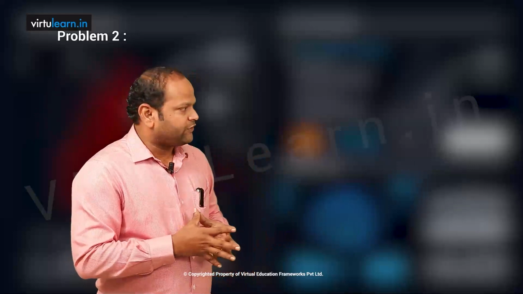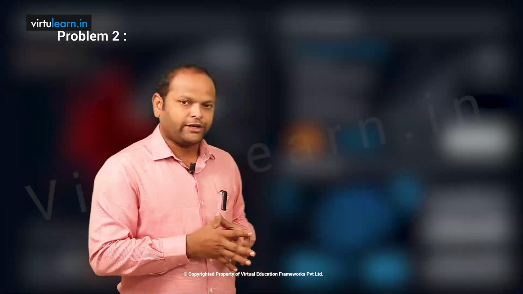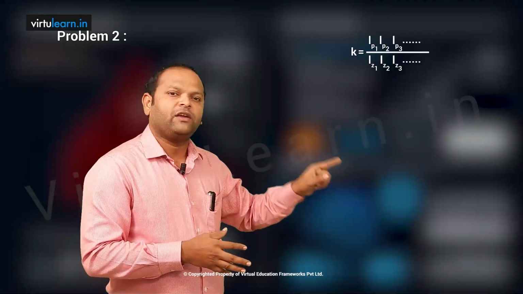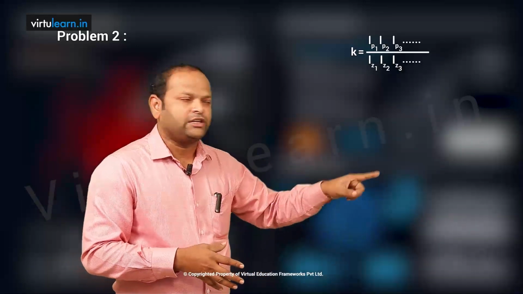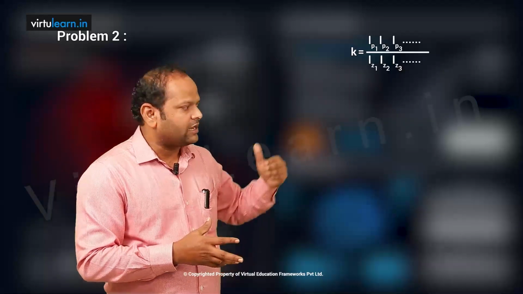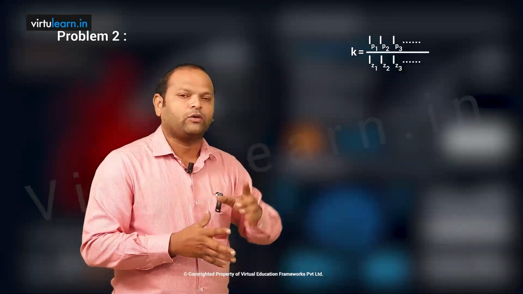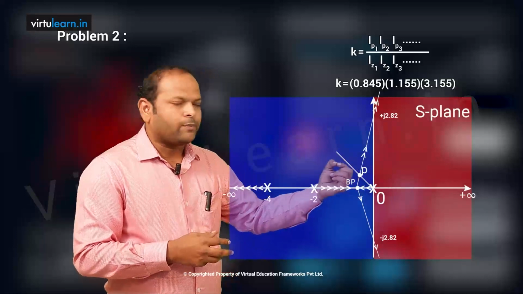So what I can do is, first I am going to use the rule to find the k value. Now in this problem, at this break point, I want to calculate what is k. What is the formula available? K is equal to LP1, LP2, LP3 and so on, divided by LZ1, LZ2, LZ3 and so on. In this problem there are no zeros at all, therefore the LZ product will be 1 only. Now LP1, LP2, LP3 we should calculate at point P, the break point.